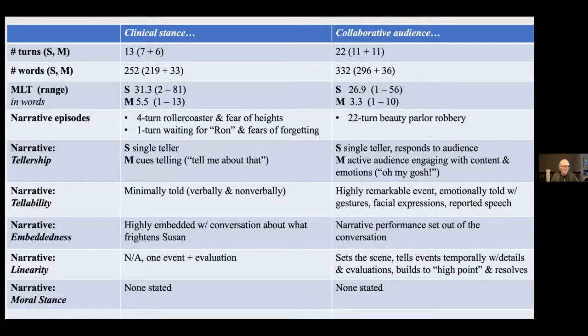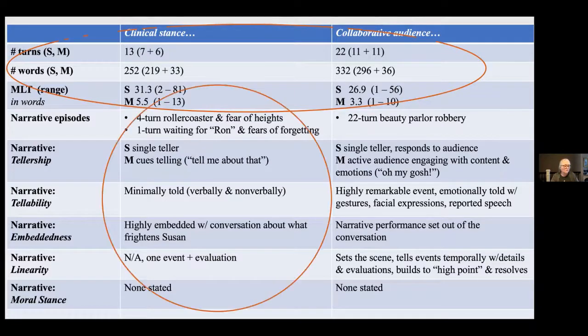Here's a table that compares different types of analyses of those narratives. It illustrates how striking the differences were. I should note that when I mention turns here, these are interactional turns. They're not defined by T or C units. So quantitatively, we can see that there were more turns, 22 versus 13, and that both Susan and Melissa spoke more. And there were more words, 332 versus 252, with most of this difference being in Susan's talk.